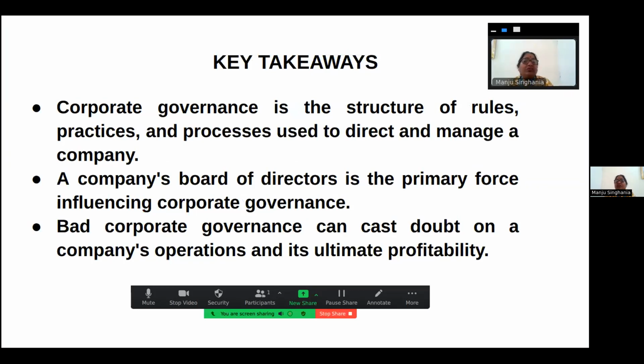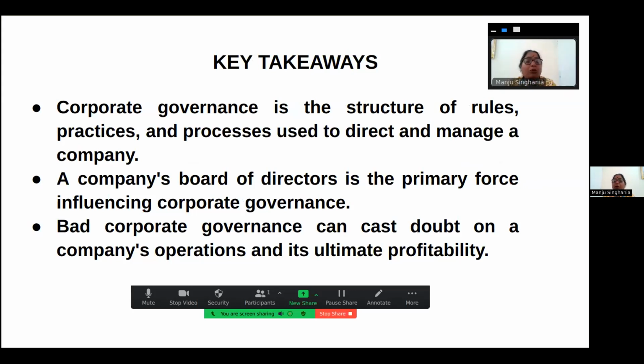Corporate governance is the structure, a set of rules and regulations. So you have to create the set of rules and regulations. That is the structure of rules: in what way, what practices will be carried out by the organization, and what will be the business processes to direct and manage a company. Under that direction, the company will perform, manage its affairs and be effective.